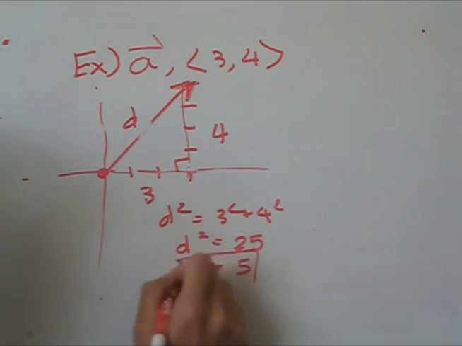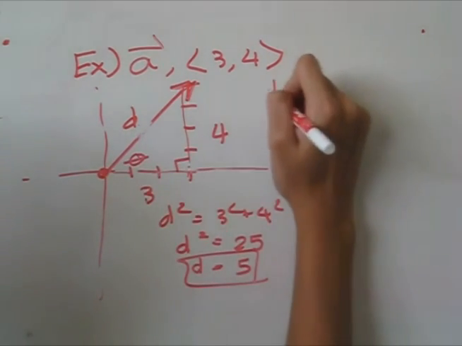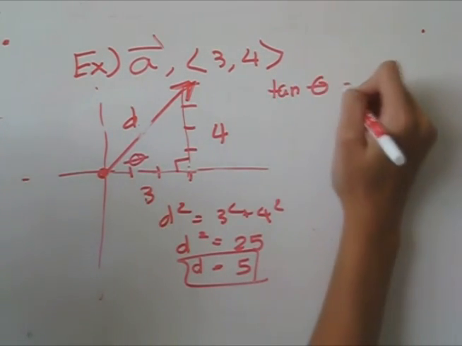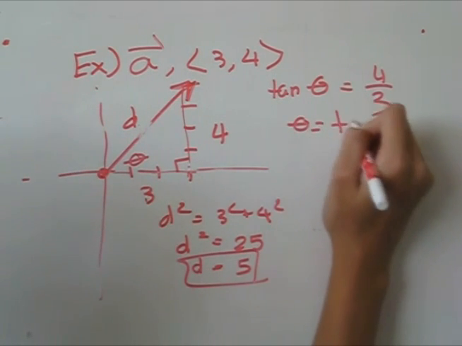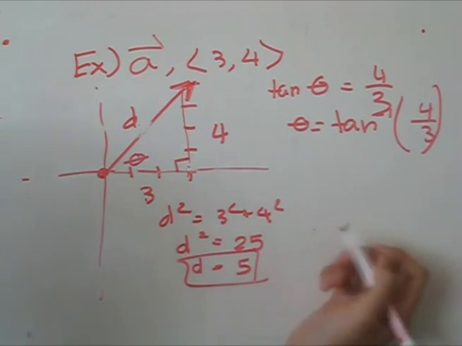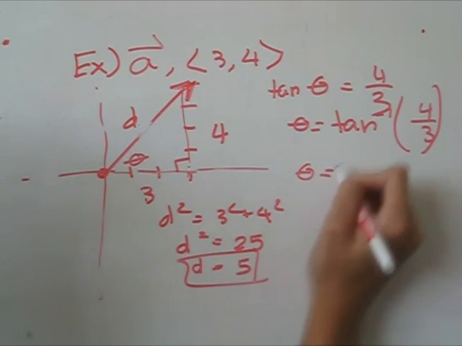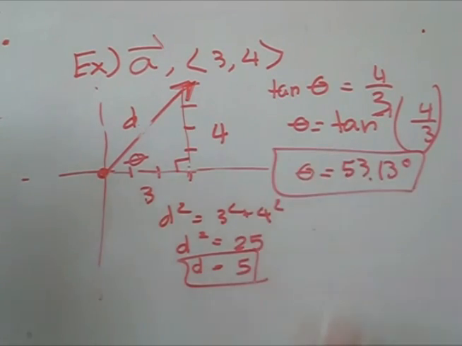Now to find theta, the direction of the vector, we know that tan theta is equal to 4 over 3, and theta is arctan 4 over 3. Using the calculator, we get theta equal to 53.13 degrees. And this is our direction.